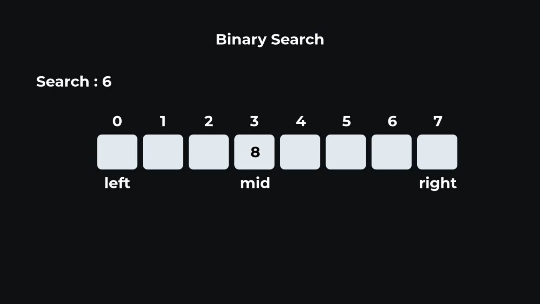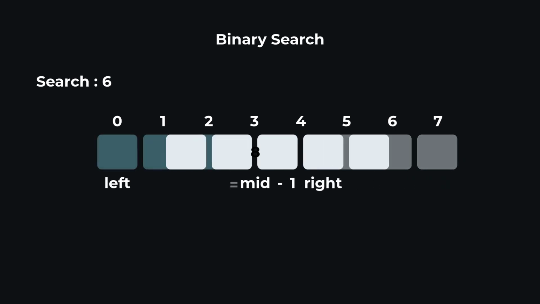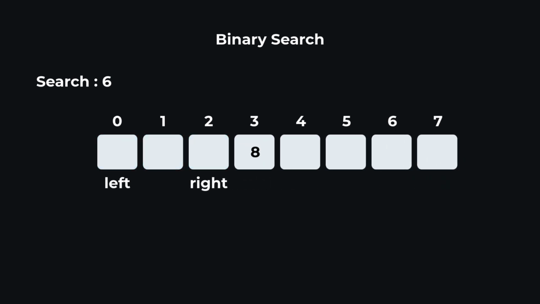If the number in the middle is greater than the value we're searching for, that means the target is in the left half, so we update right equals mid minus 1. On the other hand, if the number in the middle is smaller than the value we're searching for, the target must be in the right half, so we update left equals mid plus 1.